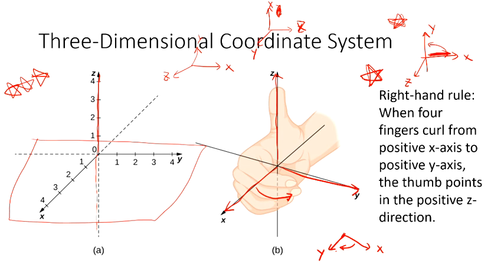My hand has to have the thumb pointing into the screen so that my other four fingers can go from the x-axis to the y-axis. So in this case, my z should go into the screen, something like that. Okay, so that's how we define our order of the x, y, z axes.